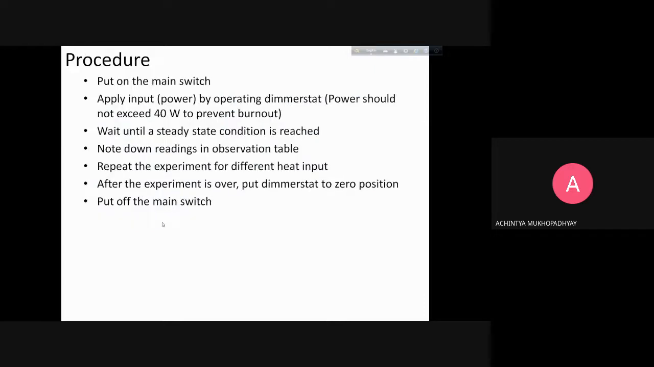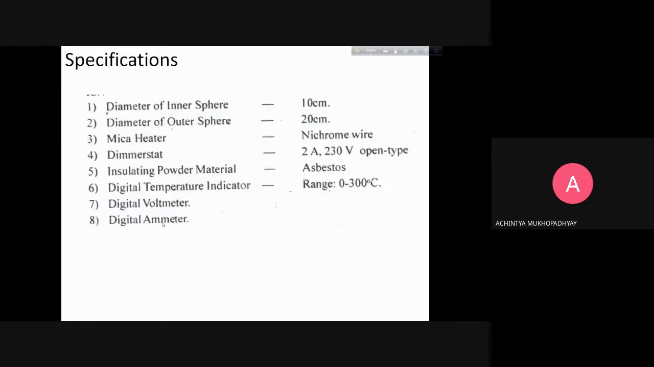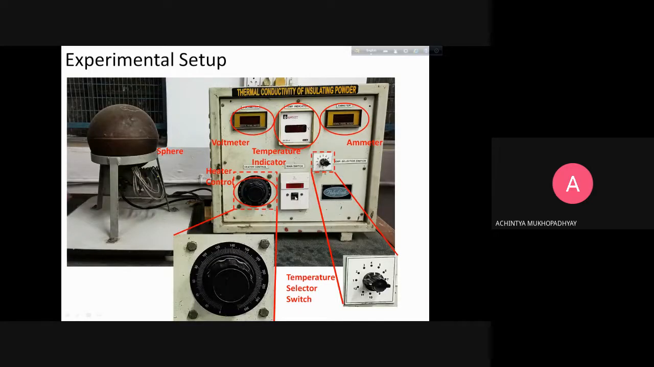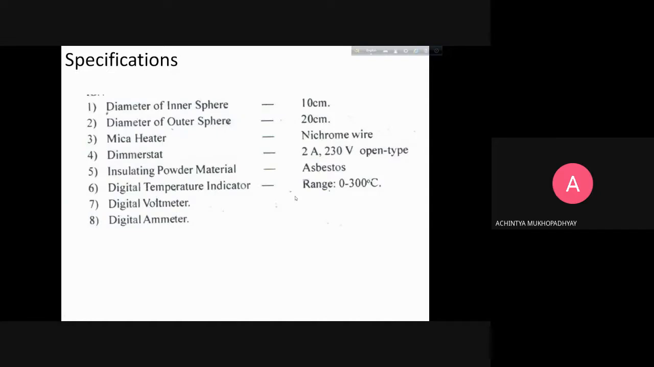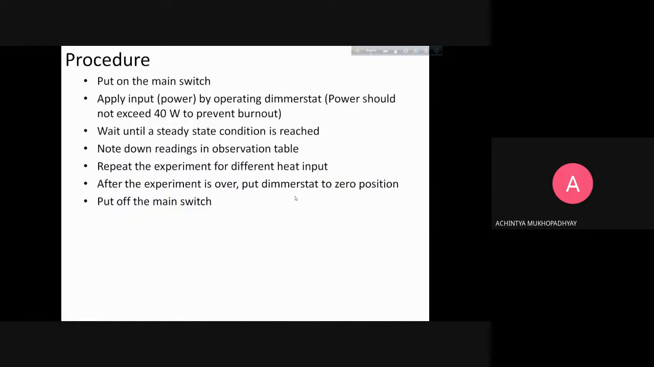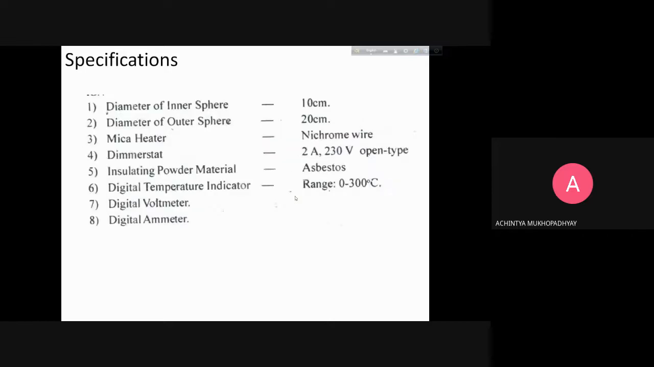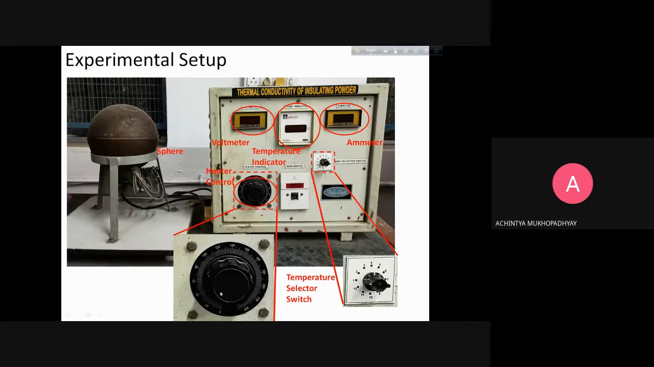Okay, so what is the procedure? First we have to put on the main switch, that is this main switch. Then we have to apply input power by operating the dimmerstat. But the precaution is that one should not exceed 40 watt to prevent burnout. If you look at the scale, you can go only over a very small range of the scale. So 0 to 40, you should not exceed this value to prevent overheating.